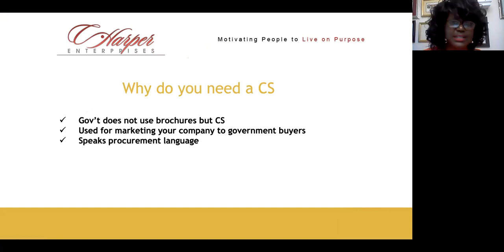So why do we need a capability statement? Why can't we just call them up and tell them who we are? Well, there are a lot of people within the federal space trying to win government contracts. While we do need a government capability statement, because the government doesn't use brochures, you can't send a business resume. You have to send a capability statement. It's used for marketing your company to government buyers, for teaming agreements, and for industry days. And then it speaks to the government procurement language. That's why you need a capability statement.